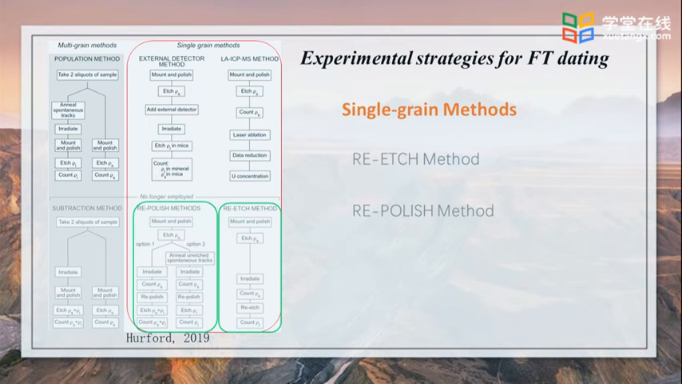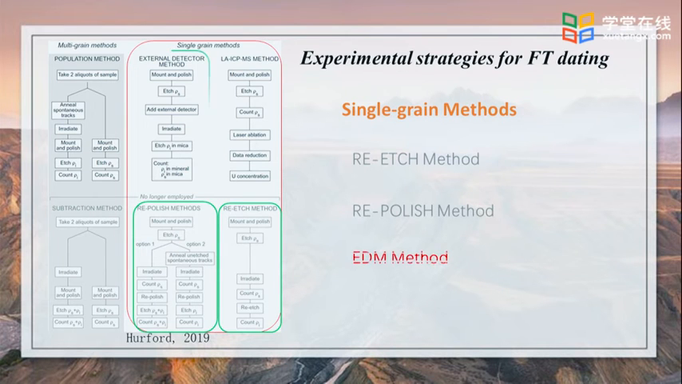The repolish and re-etch strategies are variations with a sample repolished, re-etched, and recounted after irradiation to determine the induced track density. These approaches compound uncertainties and are no longer used.